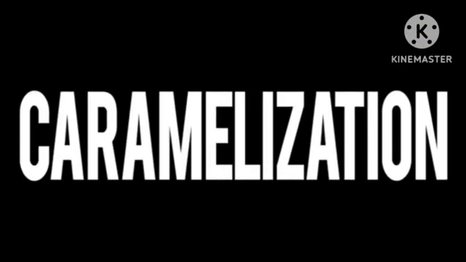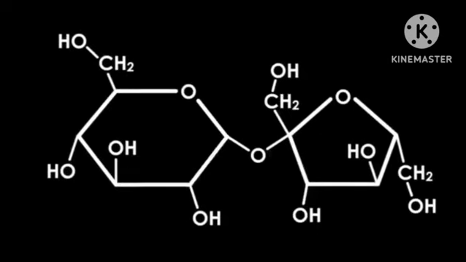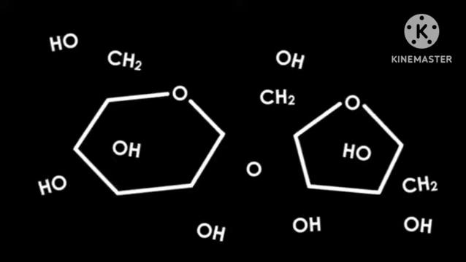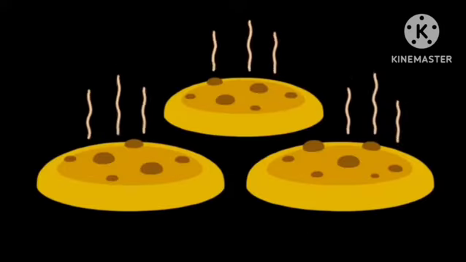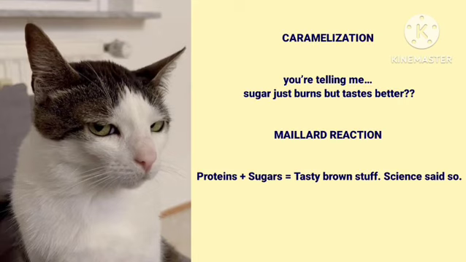Next, we have caramelization. When sugar is heated at too high a temperature, it undergoes caramelization, a process where sugar molecules break down and form complex compounds that give a golden brown color. In simple words, caramelization is just burnt sugar that tastes better, and Maillard reaction is the reaction between proteins and sugar, and together they give a tasty brown stuff.